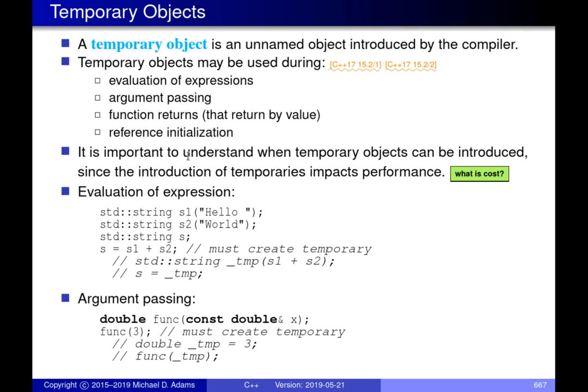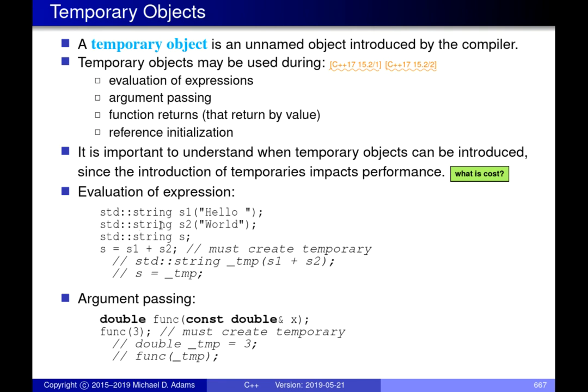Temporary objects can be created in a number of different scenarios. Evaluating expressions is one possibility. I'll go through these in more detail with examples. Passing arguments to functions is another, and functions that return by value create temporary objects. Reference initialization, binding references, is another situation.